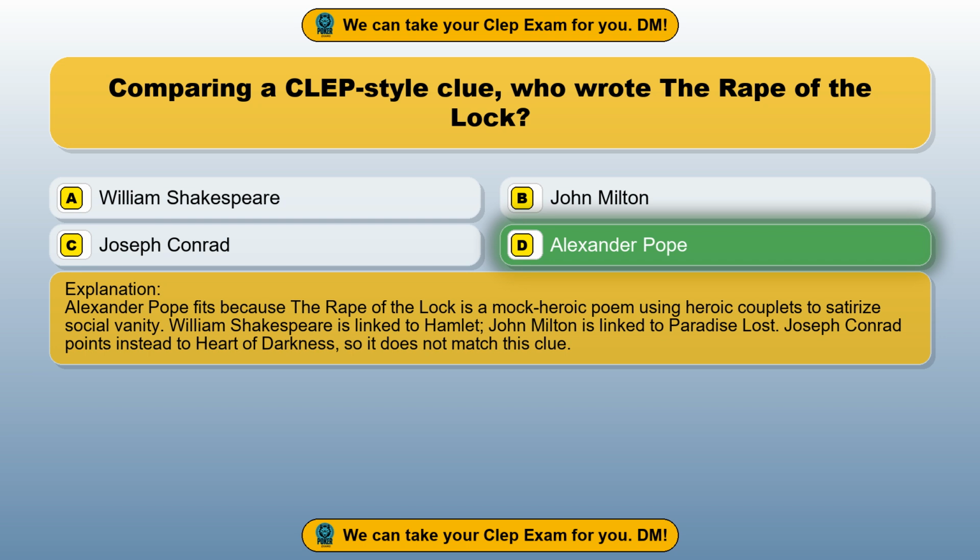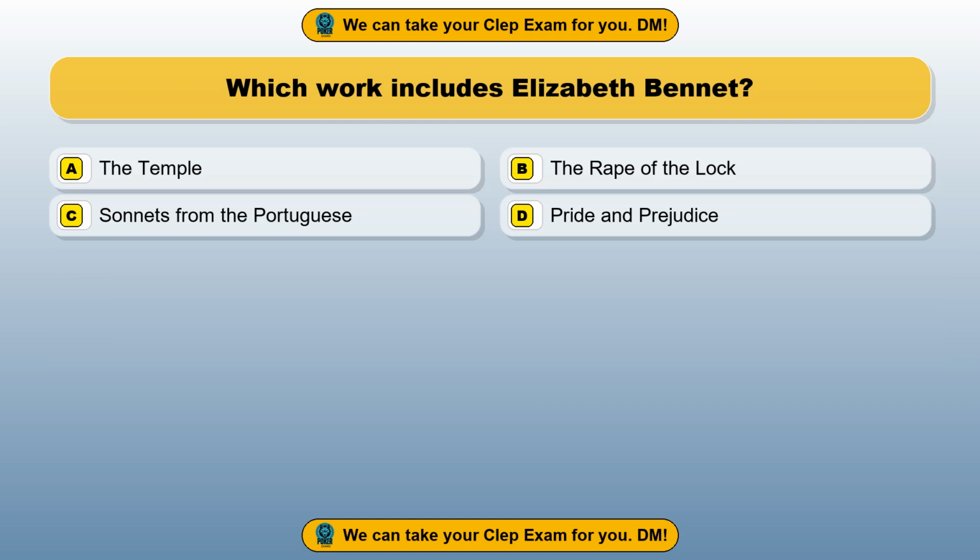William Shakespeare is linked to Hamlet, John Milton is linked to Paradise Lost. Joseph Conrad points instead to Heart of Darkness, so it does not match this clue. Question 96. Which work includes Elizabeth Bennet? Option A, The Temple. Option B, The Rape of the Lock. Option C, Sonnets from the Portuguese. Option D, Pride and Prejudice.